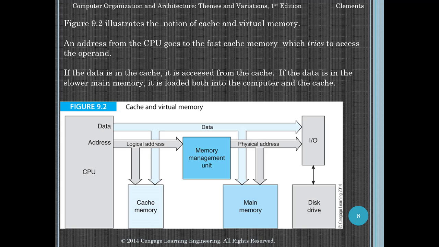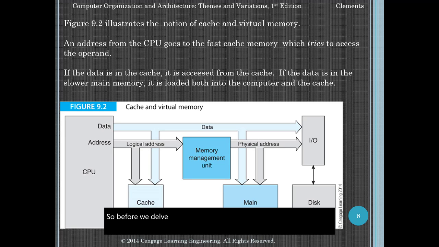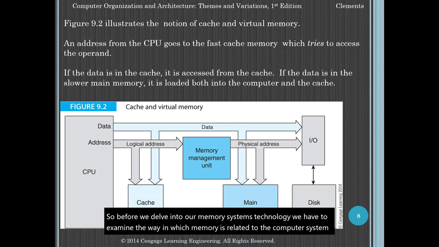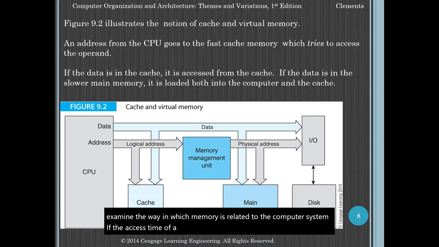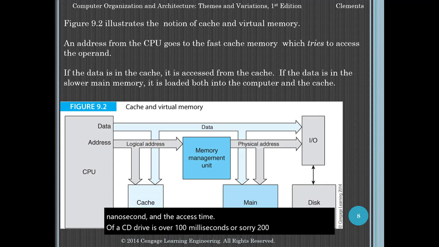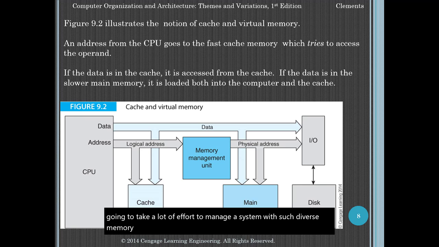So before we delve into our memory systems technology, we have to examine the way in which memory is related to the computer system. If the access time of a register in the CPU is less than 1 nanosecond, and the access time of a CD drive is over 200 milliseconds, it's going to take a lot of effort to manage a system with such diverse memory devices. They're all trying to do the same job, they just don't get data to the same place in the same way, or at least in the same time.